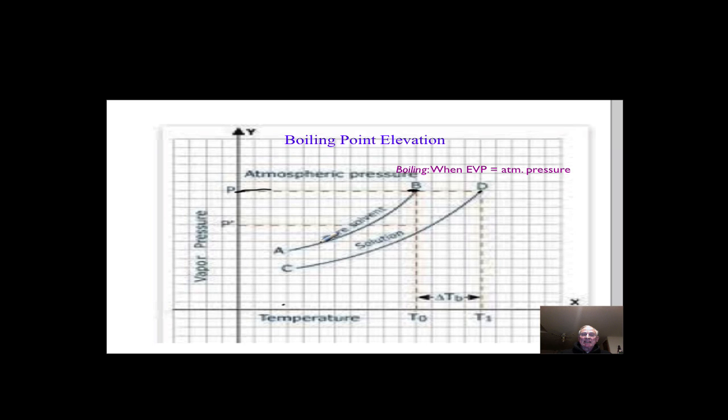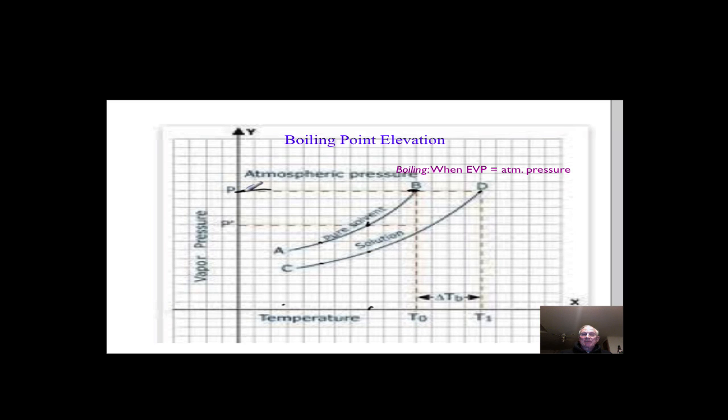Remember that at any given temperature, the vapor pressure of the solution is less than the vapor pressure of the pure solvent, due to the fact that there are fewer particles of the solvent at the surface. And this is true at whatever temperature we're looking. So for example, at this temperature here, this line represents the vapor pressure of the pure solvent at that point, and here at a lower vapor pressure is the vapor pressure of the solution.